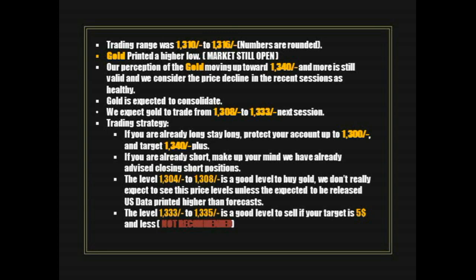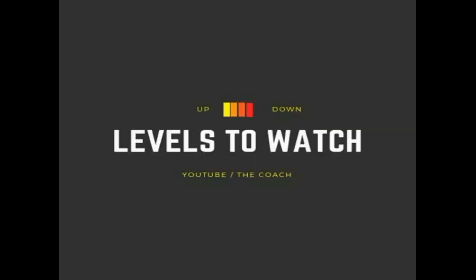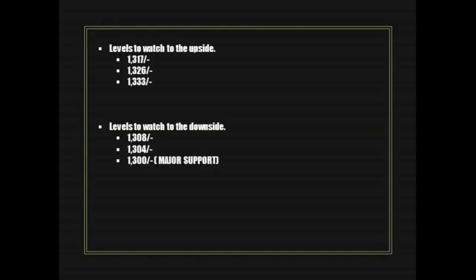The levels 1,333 to 1,335 are good levels to sell if you want to sell, but we don't recommend you to sell. Levels to watch to the upside, we have 1,317, 1,326, and 1,333. To the downside, we have 1,308. There's a support here, 1,304. There is a support here also, and 1,300. There is a support here. 1,300, if the gold went there, that will be a battlefield. That won't be easy to break.